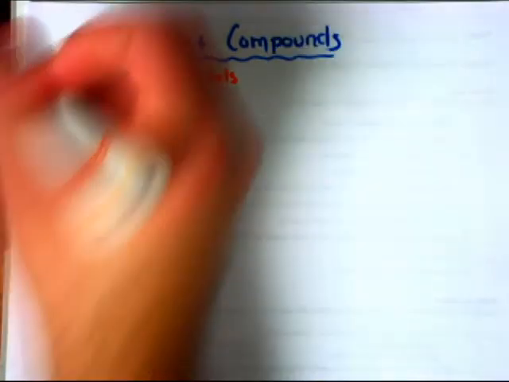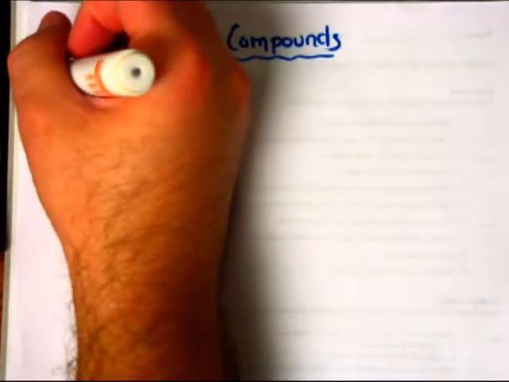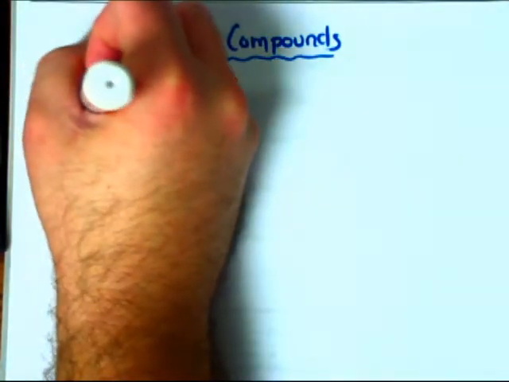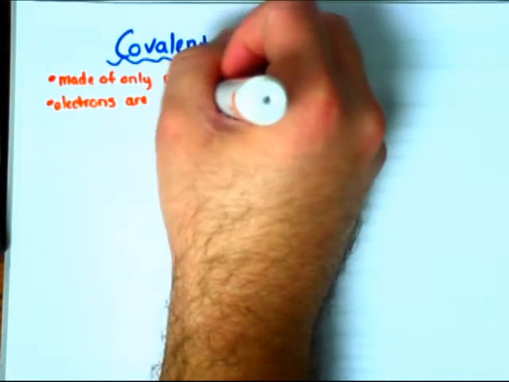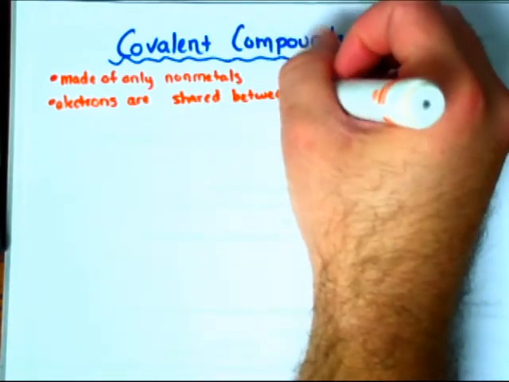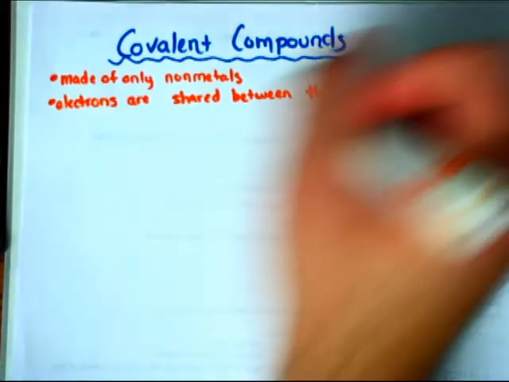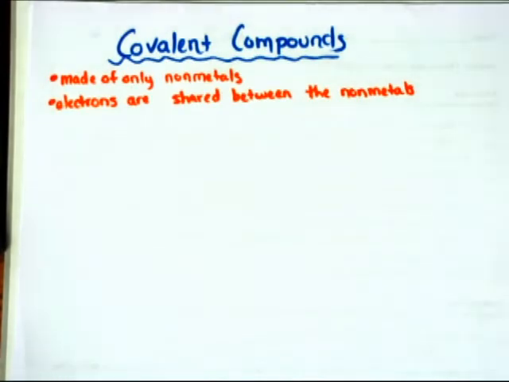We saw with ionic compounds on the last homework, we saw the arrows, the give and take of electrons, but is that the case this time? The electrons are what? Electrons are shared between the nonmetals. And this sharing works so that everyone can have how many valence electrons?